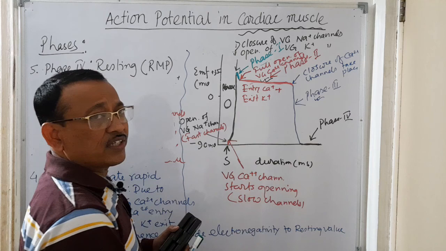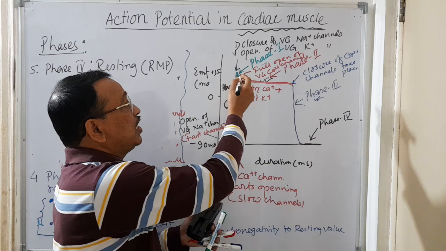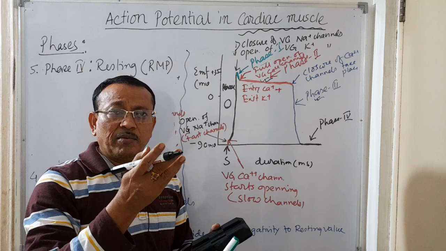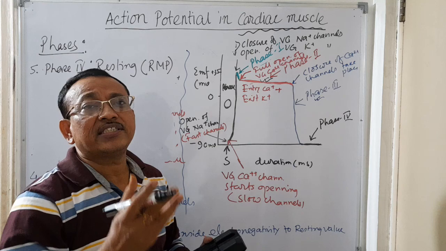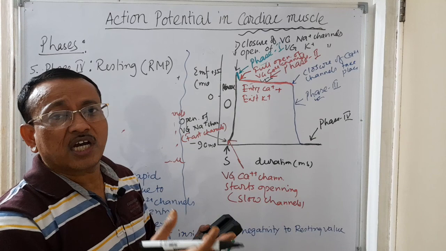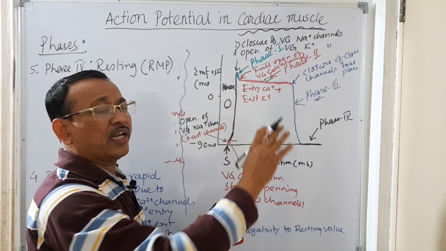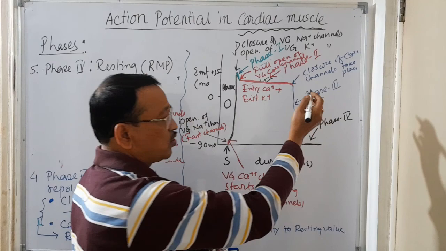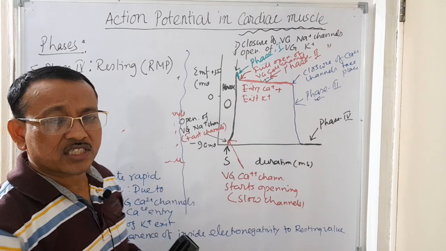Depolarization is due to sodium entry, early rapid repolarization is due to potassium exit, the plateau phase is due to calcium entry, which counterbalances the effect of potassium exit, and finally phase 3 is because of potassium exit out of the membrane as calcium channels are now closed, and this ultimately is responsible for the appearance of the resting value of the membrane, which is known as the resting phase or phase 4 of the cardiac muscle action potential.